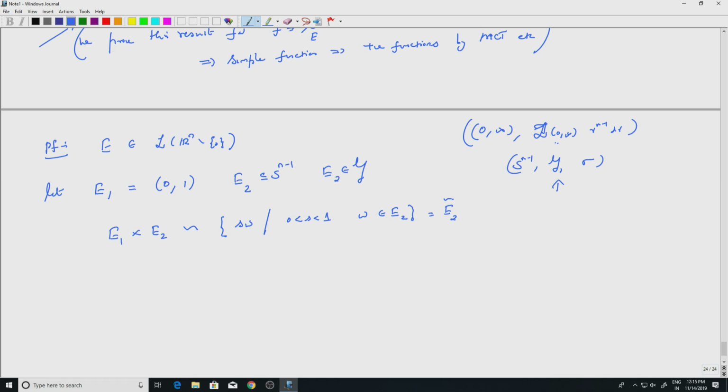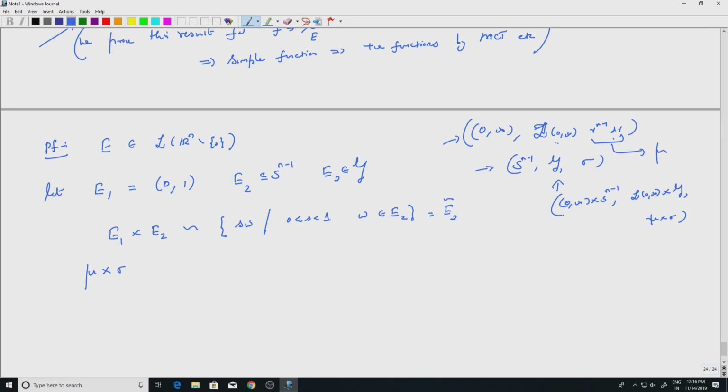Correct? Alright. So now let us look at the product measure. So we call this mu, so that I don't have to keep writing r to the n minus 1 dr. So you look at mu cross sigma. So mu cross sigma makes sense, right? I have two sigma finite measure spaces, so I know the product makes sense. So (0,infinity) cross S^(n-1), that is my R^n. I have L of (0,infinity) cross G, and I also have mu cross sigma.